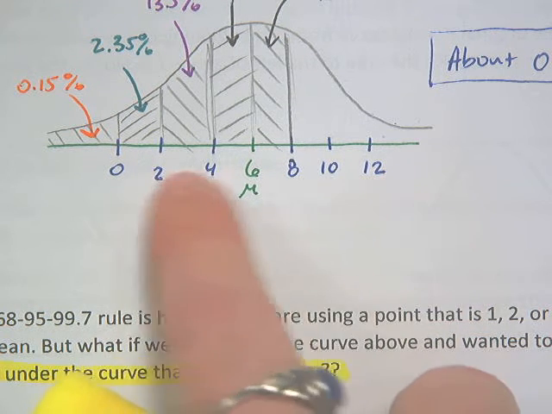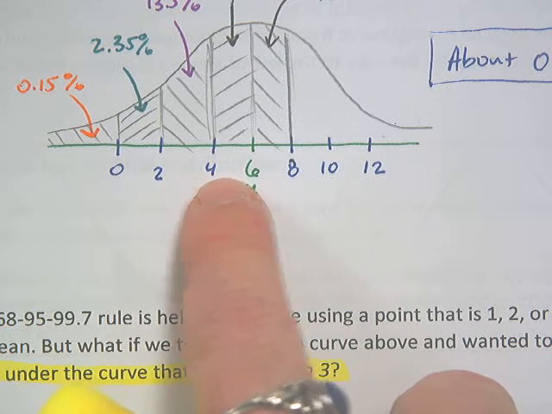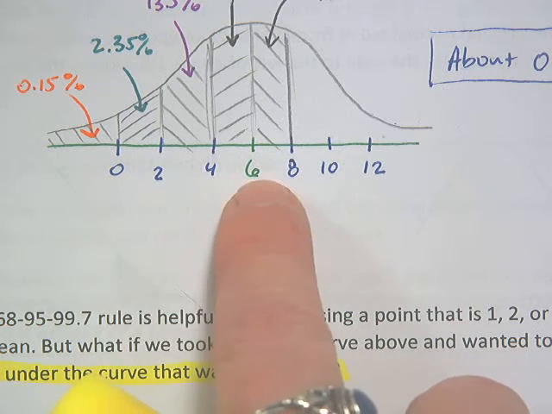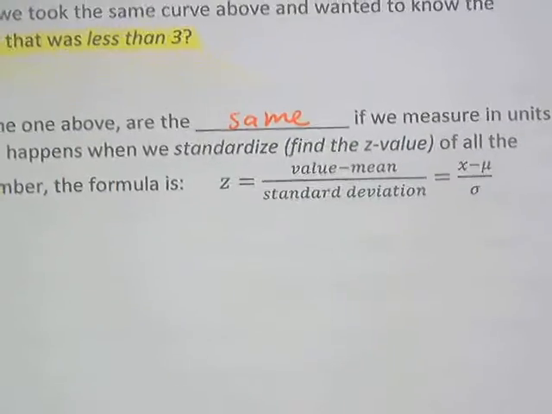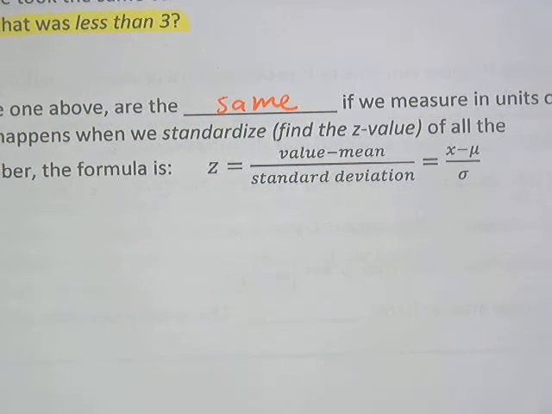You can take any word problem and its picture that you draw, and if you standardize all of these values on the horizontal axis, you're going to end up with the same exact numbers. So I'm going to show you how to do that now. Here's a little formula for z-score, because what we're about to do is take the 0, 2, 4, 6, 8, 10, and 12, and we're going to standardize them and draw a new picture.